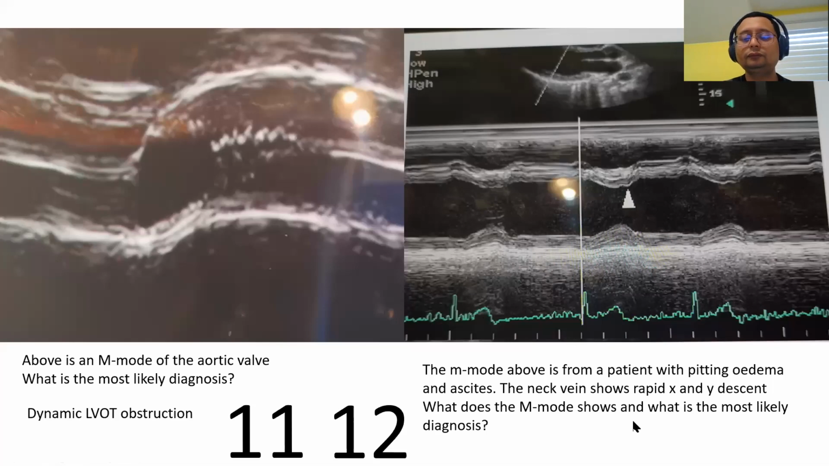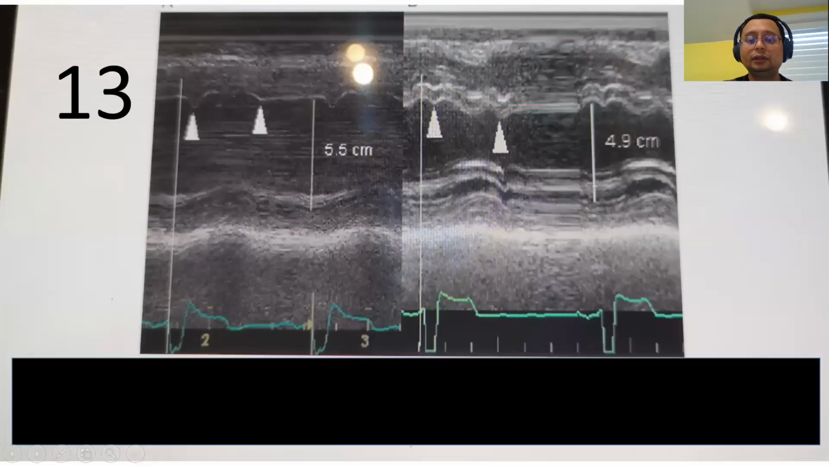Okay, so what about this one? If you remember, look at this interventricular septum. What do you see here? You can see a diastolic beak here.